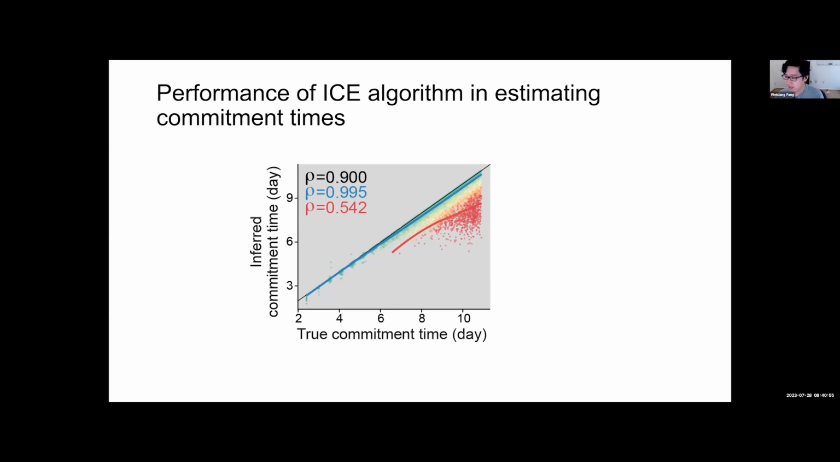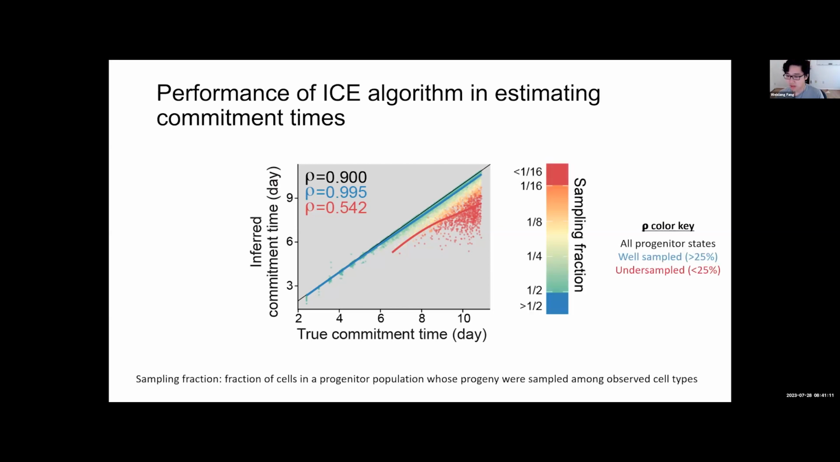And this figure is showing that bias can occur in the estimation of commitment time when this is the case. So in this figure, the x-axis is the true commitment time, which we know in simulation, and the y-axis is the inferred commitment time that we got from the algorithm. And the red color are the ones that are undersampled.